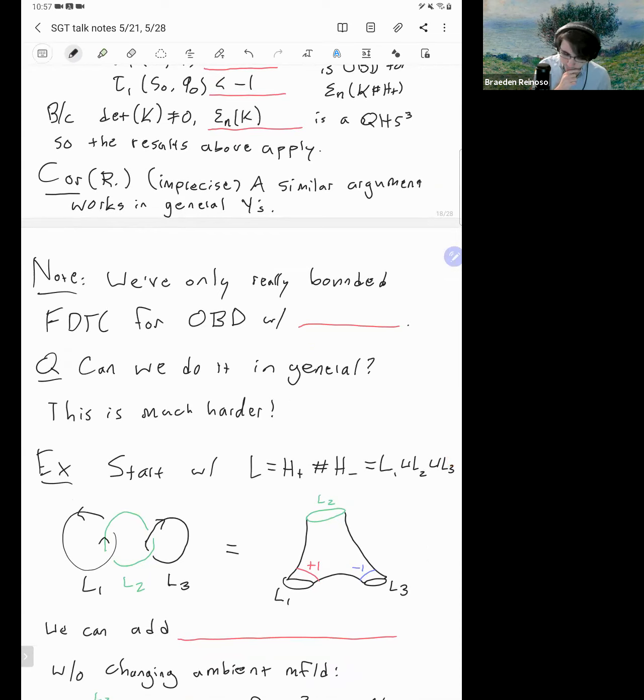Okay. So now, as a note, we've really only bounded the fractional Dehn twist coefficient for open books with connected, or sorry, with two component binding. And that was because we really relied on that last result, giving you that if your fractional Dehn twist coefficient is greater than 1 for something with connected binding, then you're non-zero in the reduced Floer homology. And so really the only thing that told us about a bound on the fractional Dehn twist coefficient was our first corollary. It wasn't our original theorem.